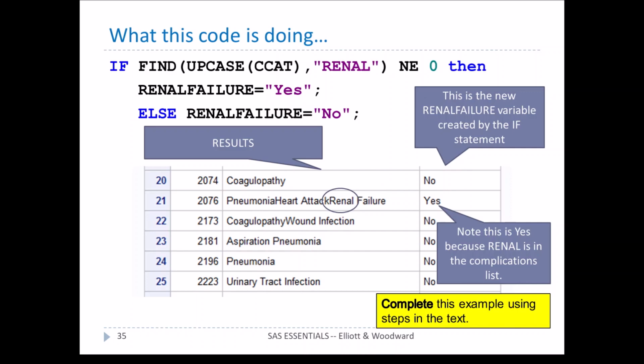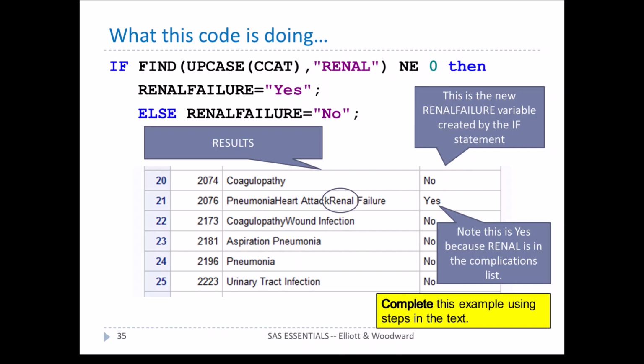On record 21, it sees the word renal, and so it creates a new variable. The last column is renal failure, and it put the word yes there. And notice all the rest of them say no. So we have now created a yes-no variable where we've identified all the subjects that had a renal failure.